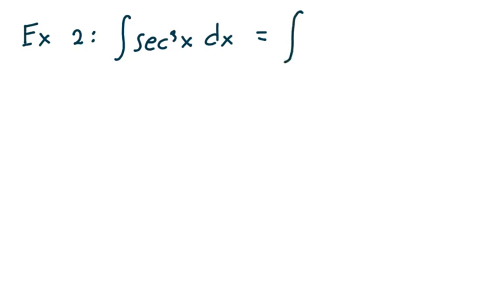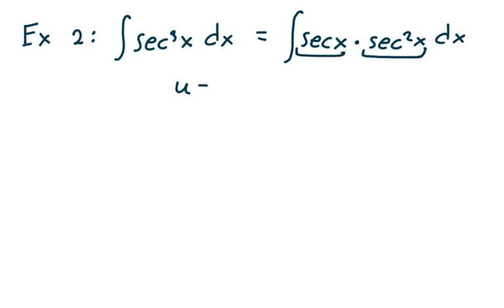Now, I want to show you something. In this example, suppose we have the integral of secant cubed x dx. The trick on this is I'm going to write this as the integral of secant x times secant squared x dx. And so this can be done by parts. And remember that secant squared x has a nice integral. Secant x, not so much.